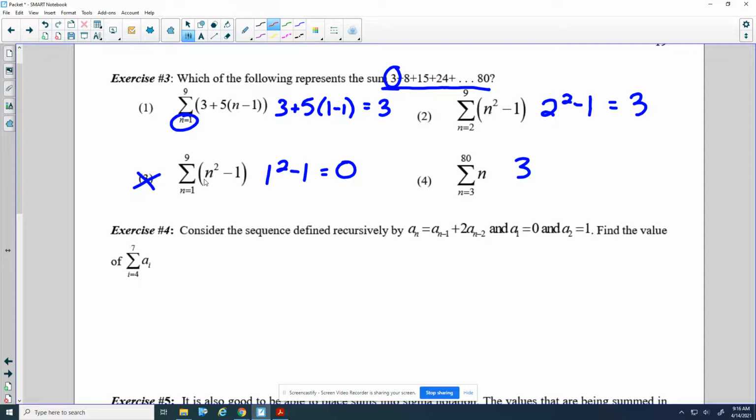Now I'm going to plug in my second number. So here I plugged in a 1. Now we're going to plug in a 2.